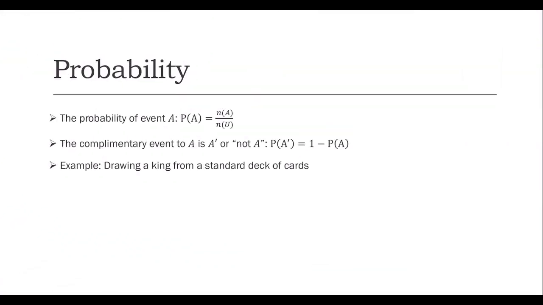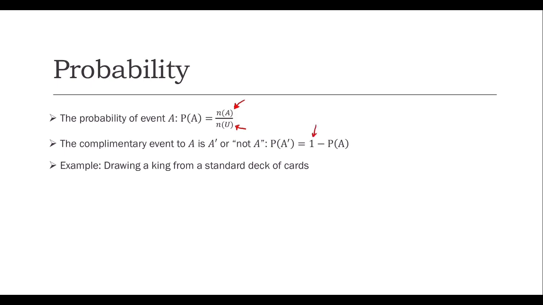So our probability is the likelihood of something to happen. So the probability of an event A would be the number of times A happens out of the total number of things in the set. The complementary event to A, A prime, or also called not A, is equal to 1 minus the probability of A, because you can either have it or you cannot have it. So that's why it's going to add up to 1.